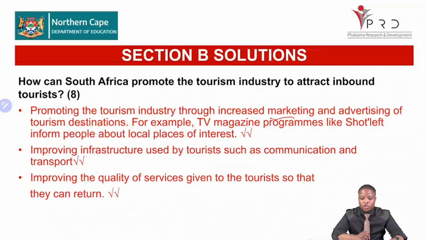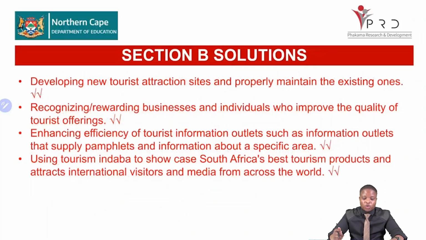Improving infrastructure used by tourists, such as communication and transportation, and improving the quality of services given to tourists so that they can return and tell others by word of mouth about the good services that they received in the country. Developing new tourist attraction sites and properly maintaining those existing ones. Recognizing or rewarding businesses and individuals who improve the quality offered to tourists by giving awards for best services. Enhancing efficiency of tourist information outlets, such as outlets that supply pamphlets and information about the specific area.